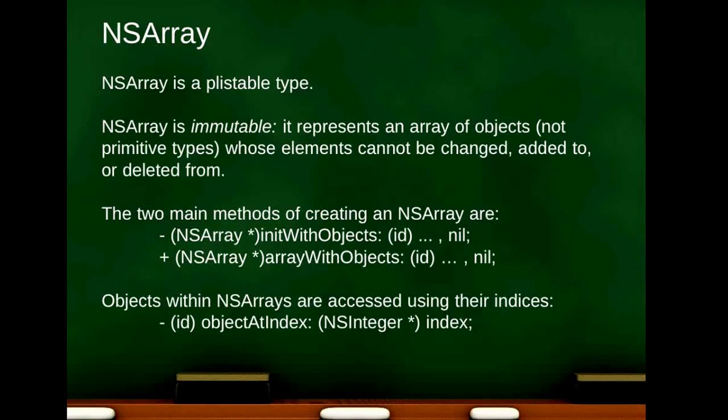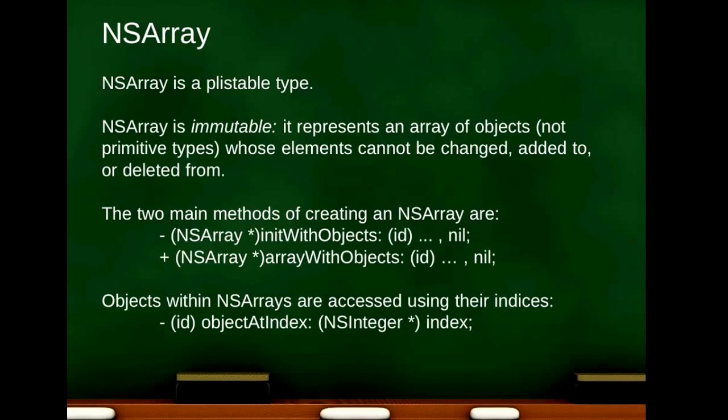NSArray is immutable, meaning it represents an array of objects, not primitive types, whose elements cannot be changed or added to or deleted from. So I hear you thinking probably, what good is that? If I have a C array, I can mutate that array all day long. Well, a C array is an array of primitive types. An NSArray is an array of objects. So we have a pointer to an NSArray type that is really just an array of pointers to other types.